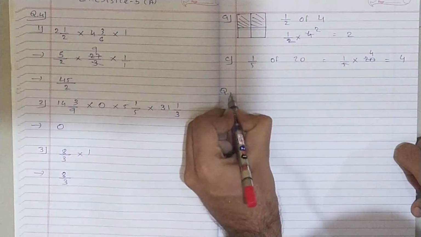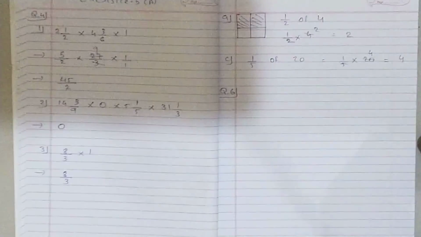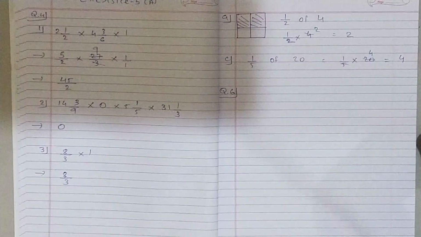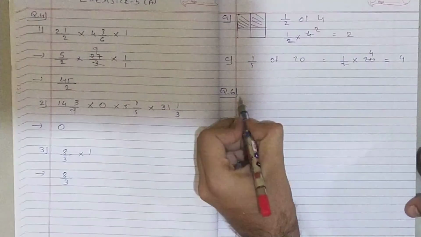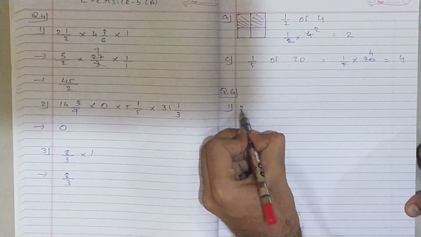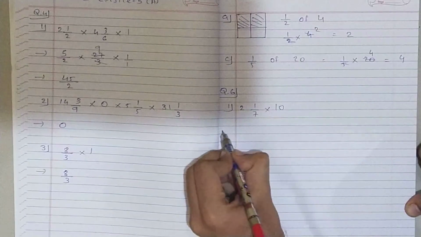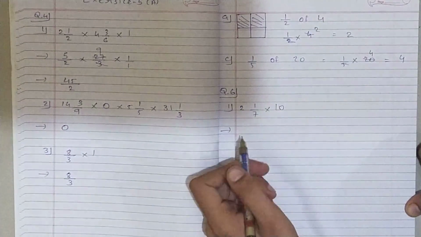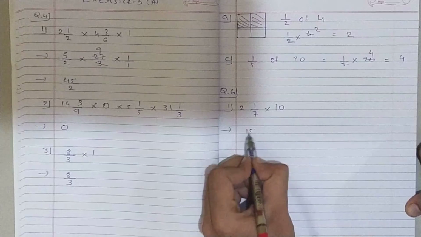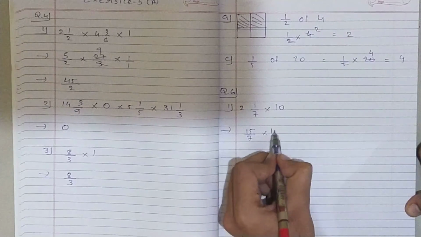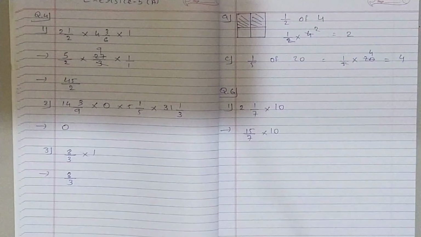Okay, now we'll start question number 6. That is again a simplification. Here the first one is 2 1/7 into 10, right? So 7 2s are 14 plus 1, that is 15/7 into 10.